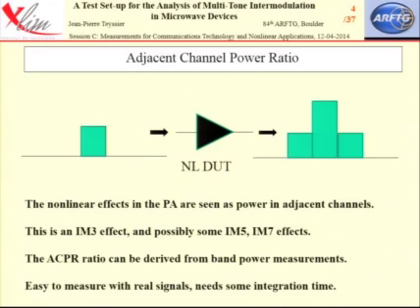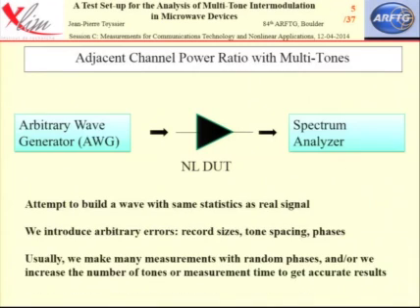And so the ACPR ratio can be derived from this, from real signal with band power measurement. If you just measure the power you've got here and the power you've got here and you make the ratio, you end up with this ACPR figure. That's pretty simple. So it's very easy to measure the real signals, and the spectrum analyzer, you need some integration time, but because you are playing with a real signal. So let's go to my measurement laboratory.